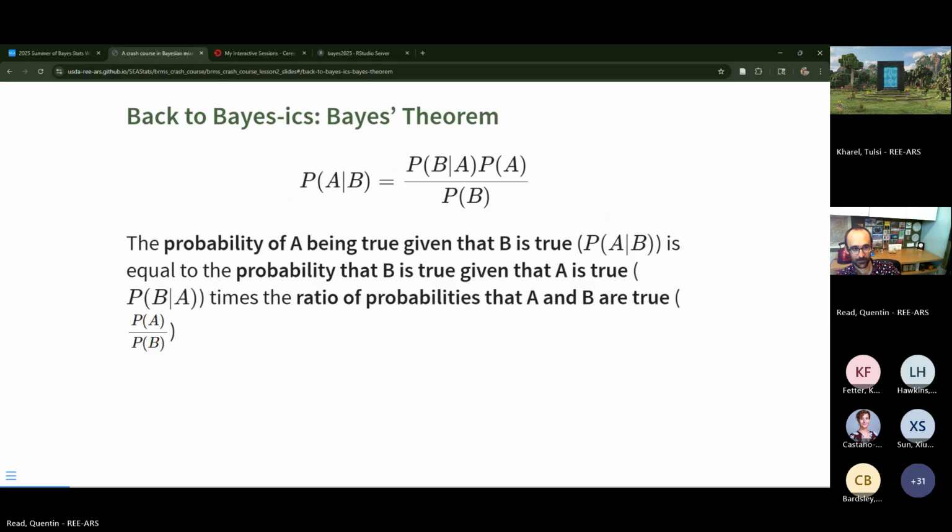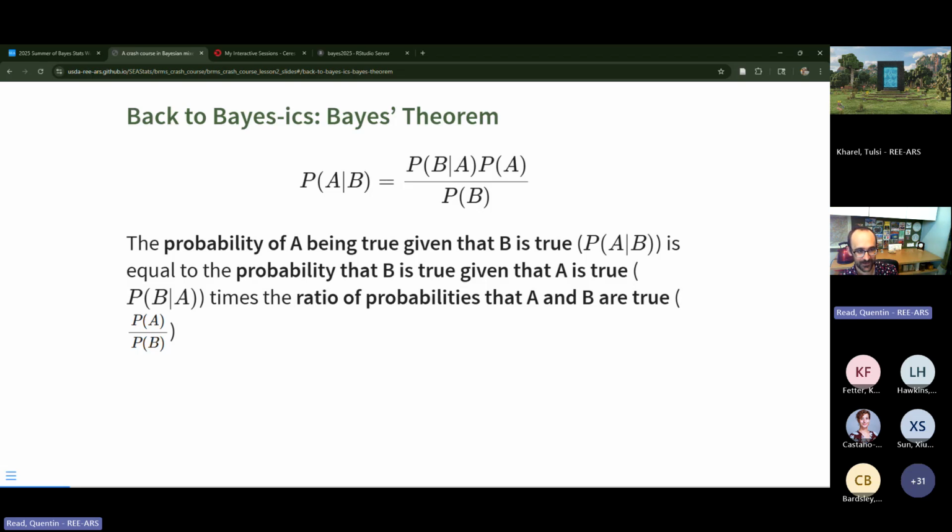Okay, this is a good time to step back and review Bayes' theorem, since this is the fundamental equation that pretty much everything we're doing is based off of, even if it's behind the scenes and you don't really see it when you're just doing R code and Stan code. This is what everything is based on, right? The probability that A is true given that B is true is equal to the probability that B is true given that A is true times the ratio of the probabilities that A and B are true.